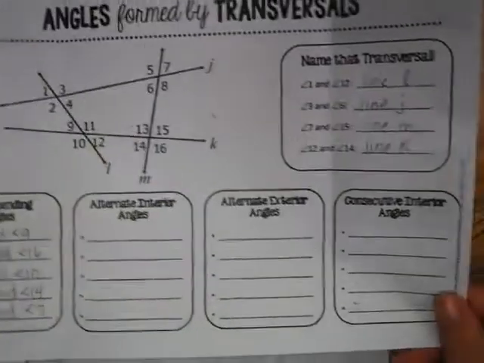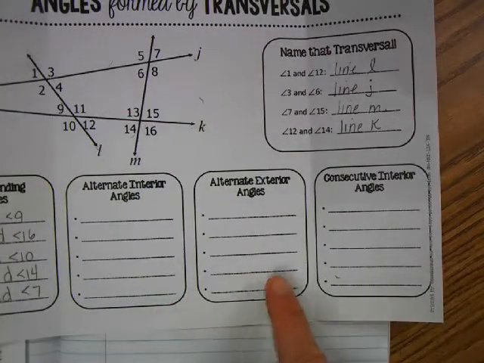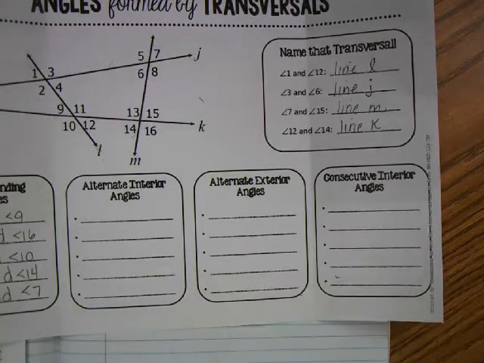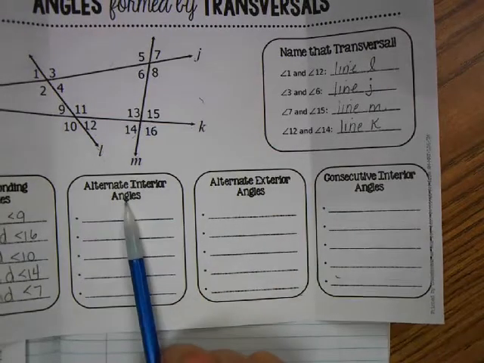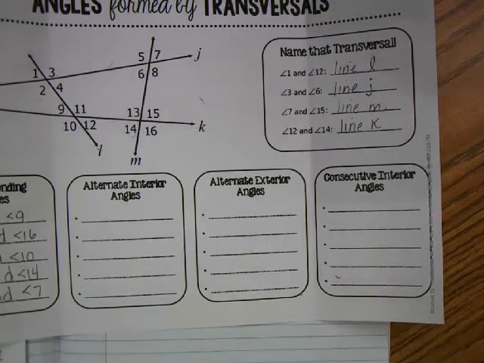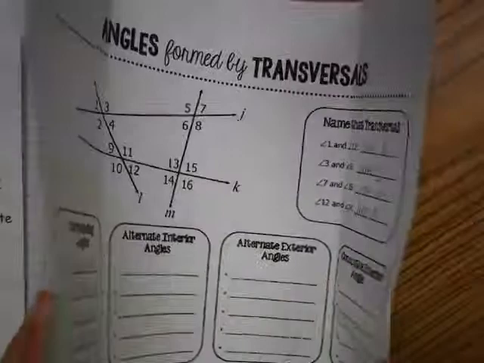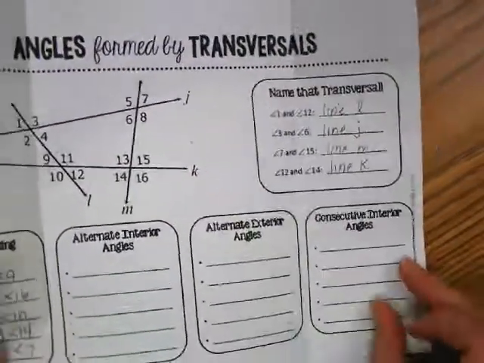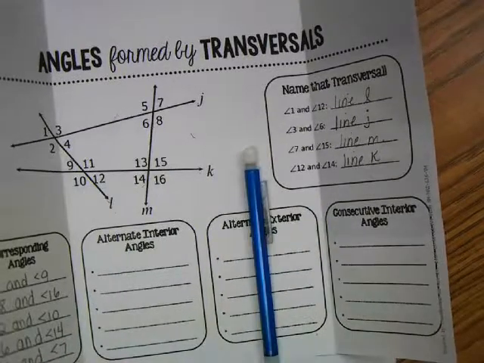All right, so what I want you to do is try using your definitions to fill out the rest of your angles. You have to fill out alternate interior angles, alternate exterior angles, and consecutive interior angles, using the definitions on the front tabs. Once you are done, you can watch part 2 of this video.